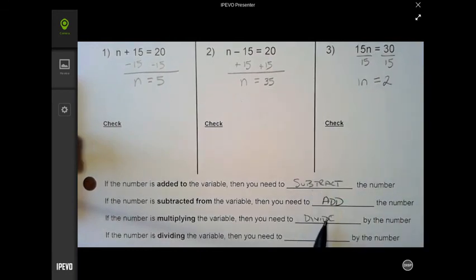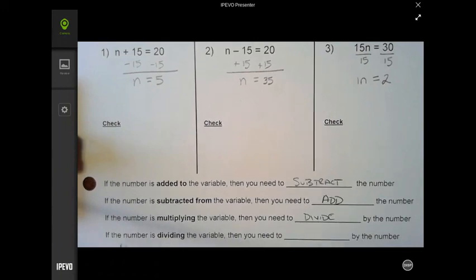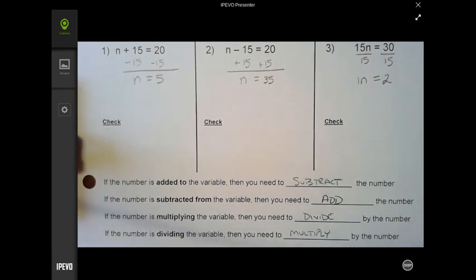So you're always doing the inverse operation. If the number was added, subtract by that number. If the number was being subtracted, add that number. If the number was multiplying the variable, divide by that number to get the variable alone. So there's one more case that we're going to look at. If the number is dividing the variable, then you will need to multiply by that number in order to isolate the variable.